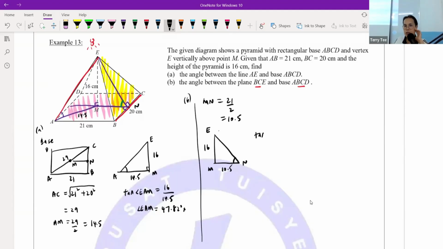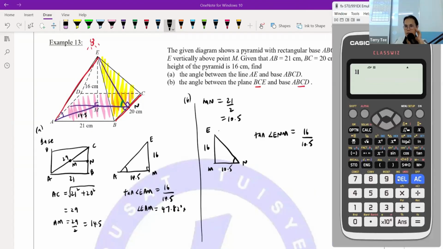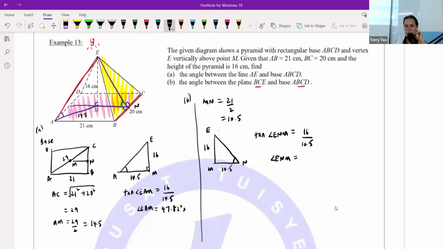Again, we use tangent. Tangent angle ENM. So the angle between the line and plane ENM will be 16 divided by 10.5. Use your calculator. 16 divide 10.5. Whatever I get here, shift tangent, answer equals 56.73. Yeah, 56.73. ENM is 56.73. Okay, now.